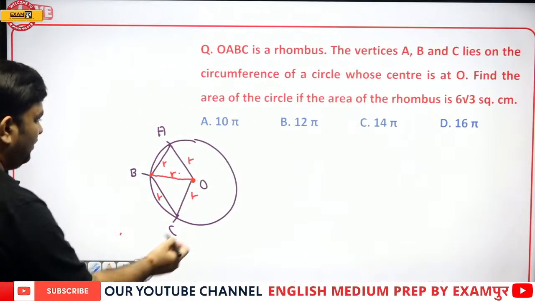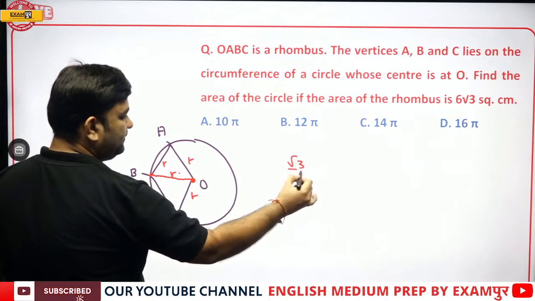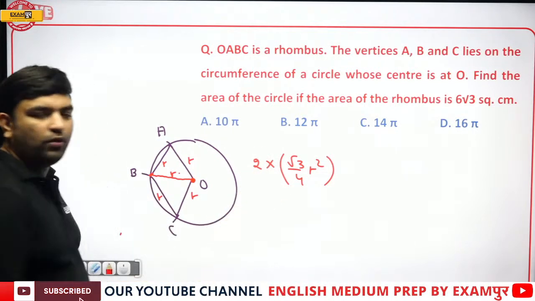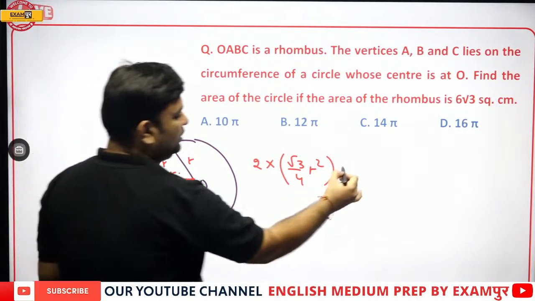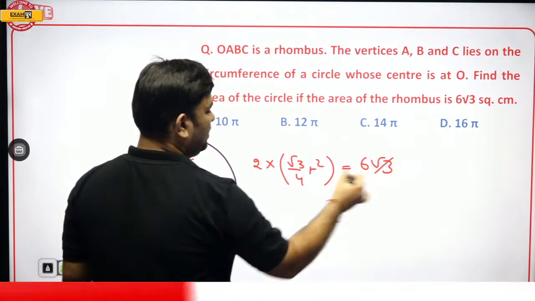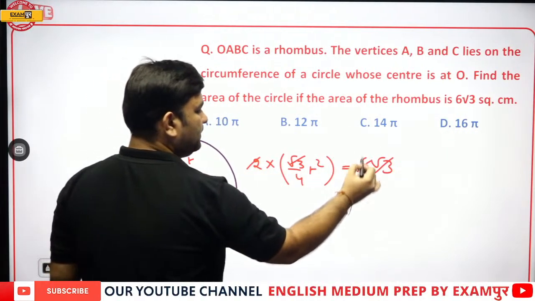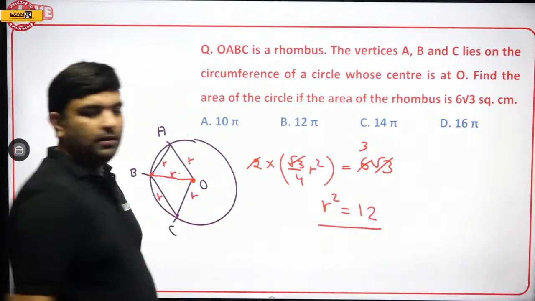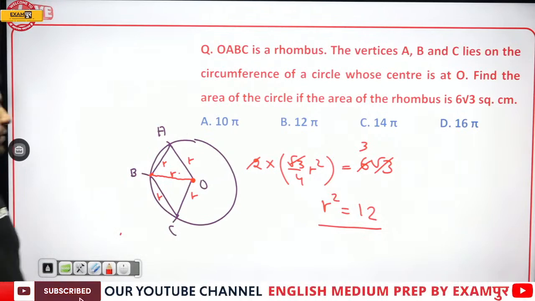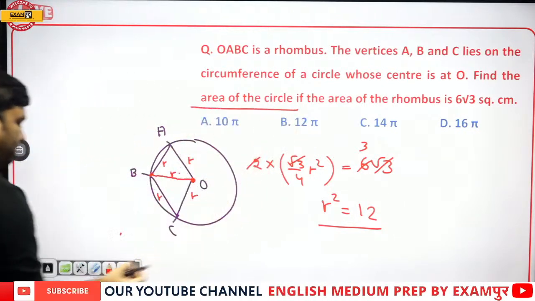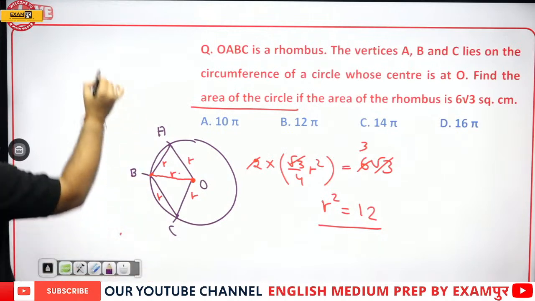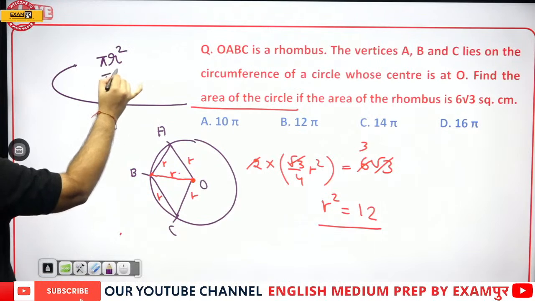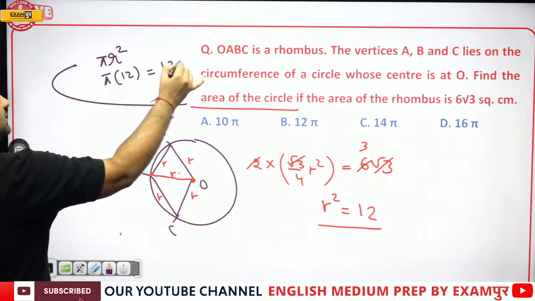Area of one equilateral triangle is √3 by 4 a square. So two equilateral triangles is 2 into √3 by 4 r square, which is equal to 6√3. R square is 12. Find the area of the circle. Pi r square. R square is known as 12, so 12 pi is the answer.